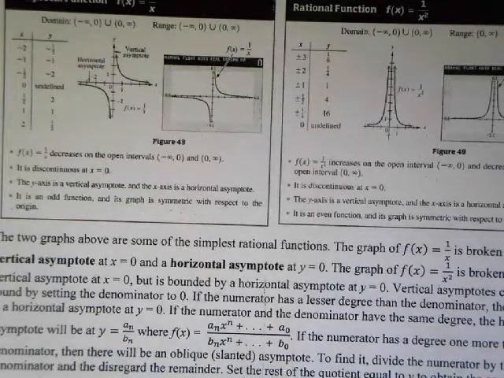If the numerator has a degree 1 more than the denominator, then there will be an oblique or a slanted asymptote. To find it, divide the numerator by the denominator and then disregard the remainder. Set the rest of the quotient equal to y to obtain the asymptote. And so basically, we're going to have a line like y equals mx plus b.